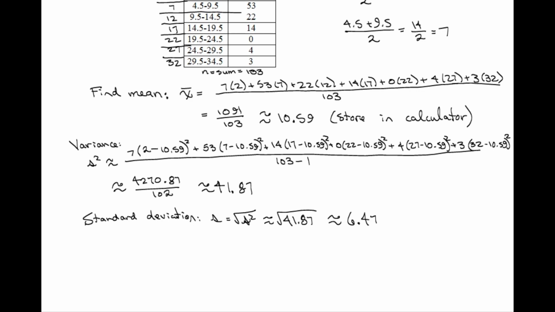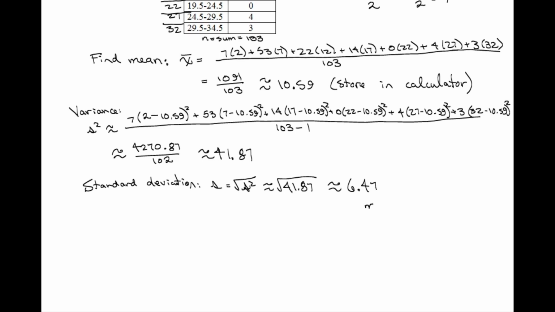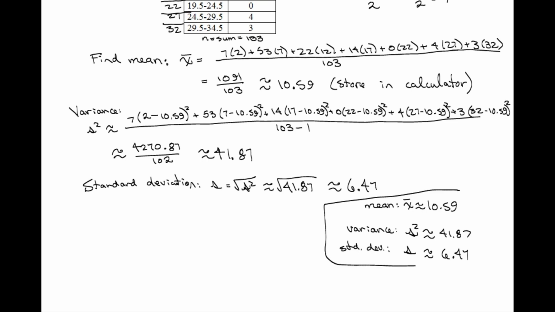So just to kind of remind us of our notation here, our mean we represented by x bar, our variance was s squared, and our standard deviation s. And that's in the units of the original problem.